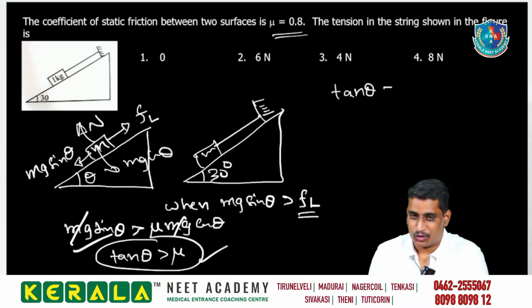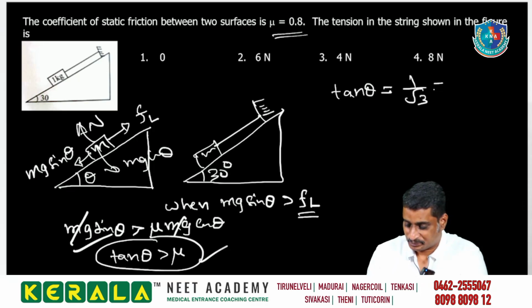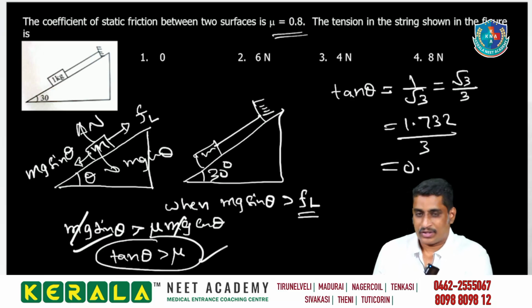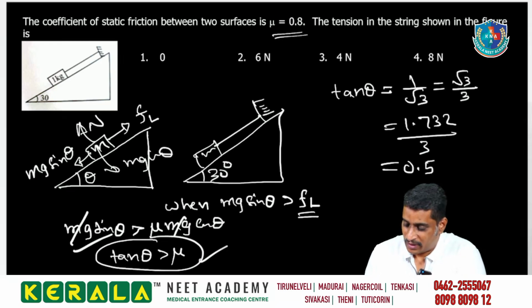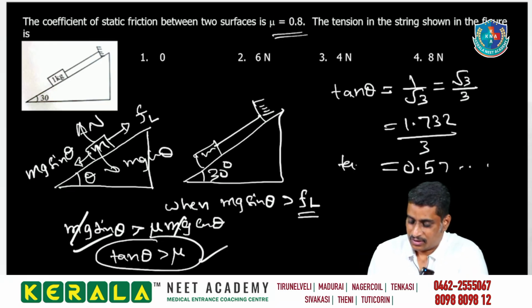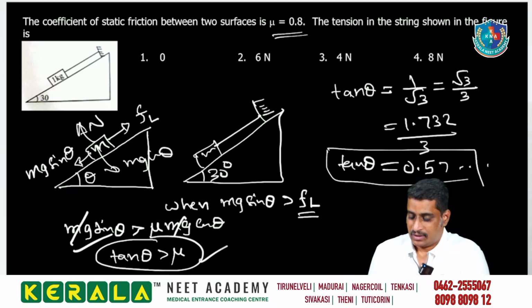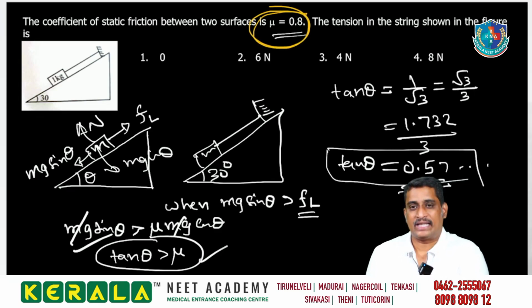Now let us calculate the value of tan theta, nothing but tan 30 degrees, 1 by root 3. We can rearrange this value as root 3 by 3, 1.732 by 3. So we are getting something like 0.57. Tan theta is coming out to be 0.57, or even if you take it as 0.6, and mu they have given as 0.8.